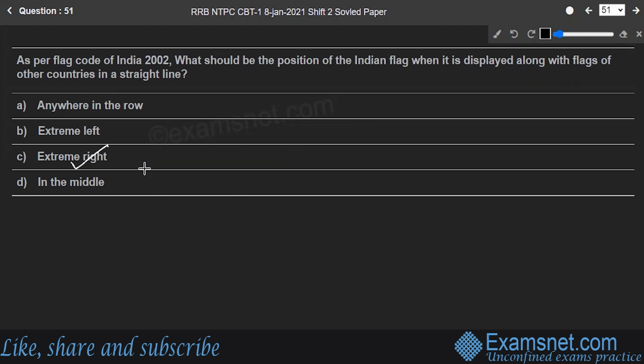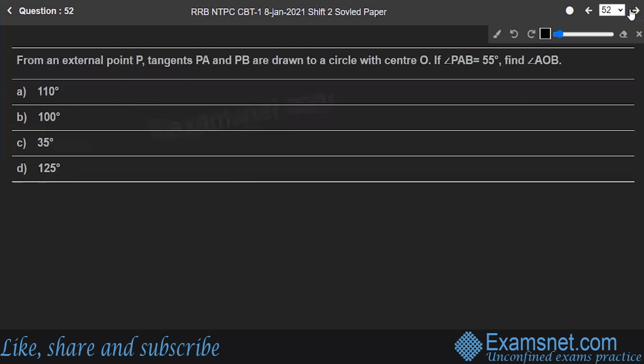The Flag Code of India 2002 took effect from 26 Jan 2002 and superseded the Flag Code of India as it existed before. The Flag Code of India is actually divided into three parts: first, second, and third. As per the Flag Code of India 2002, all other flags should be approximately the same size, with no other flag being larger than the Indian flag. So we have option C as the answer. Hope you understood this. Next is question number 52.